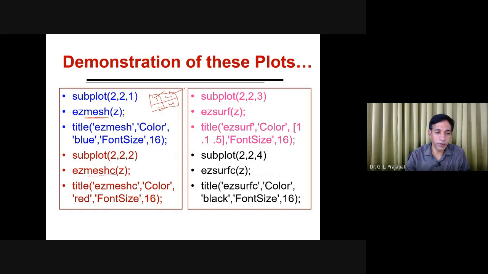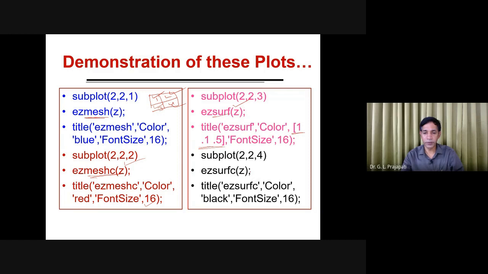EZ mass and contour. You are going to say mass and contour for the Z. And again you are going to give the title EZ mass contour, color is red, font size is 16. Now subplot 223 at this location, you are going to go for the surf. EZ surf, you have the Z. And you are writing the title EZ surf. Color is this. You are specifying the register value. Now subplot 2 2 4 at this location.